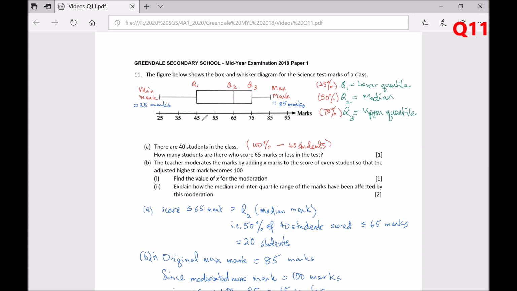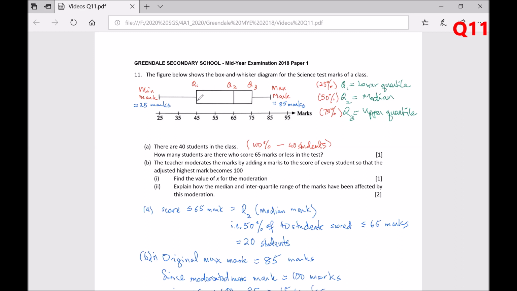In this question, we are given the box and whisker diagram for the science test marks of a class. Let's interpret the box and whisker diagram. This end of the whisker represents 25 marks, meaning the minimum mark scored by the student is 25 marks. This other end represents the maximum mark scored by the student, which is 85 marks.